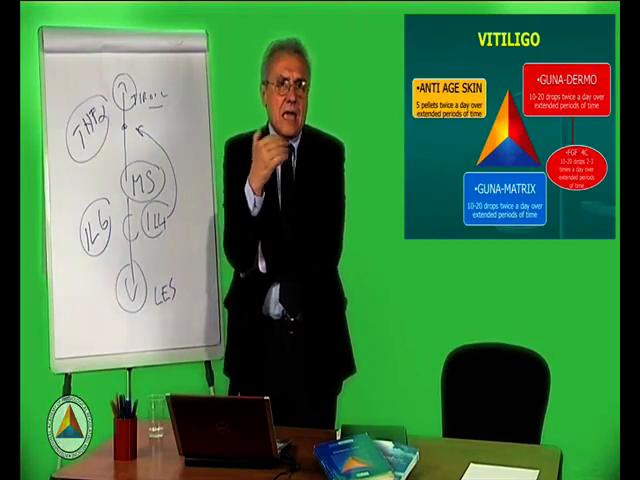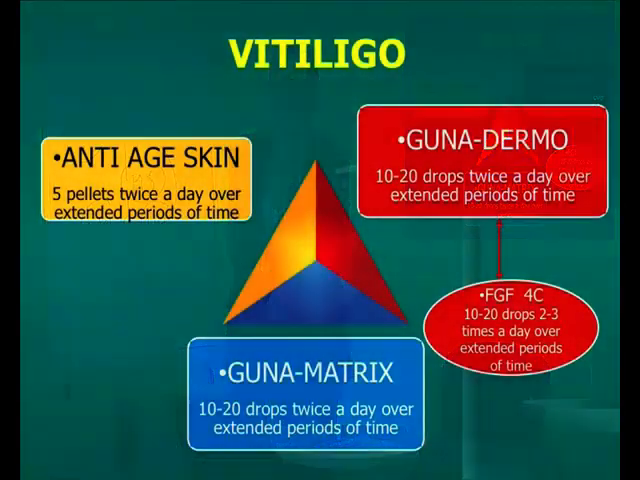So, FGF4C is therefore the characteristic element. 20 drops 2 or 3 times a day, or 10 drops to children. Naturally, we use Guna Matrix as a therapeutic support for vitiligo as well. Gunadermo is a very important drug for this pathology.